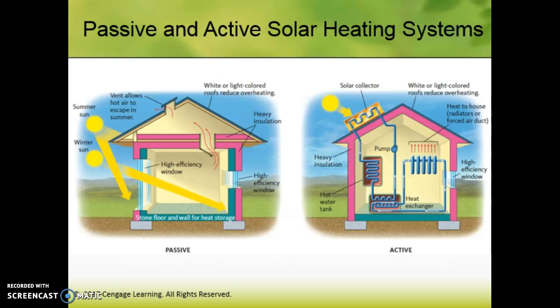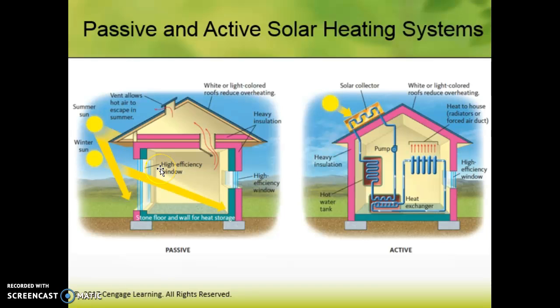Here we're looking at, again, passive over here, active over here. We've got a collector that's heating up water. The water comes into the house, does something that eventually allows the house to be heated. It's active because we're using a solar collector. Here we're using passive solar heat because we just have the windows open.